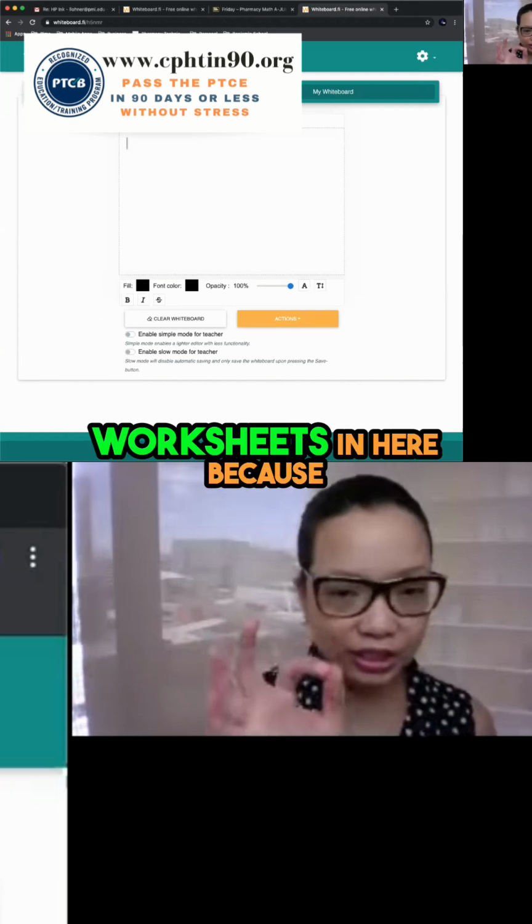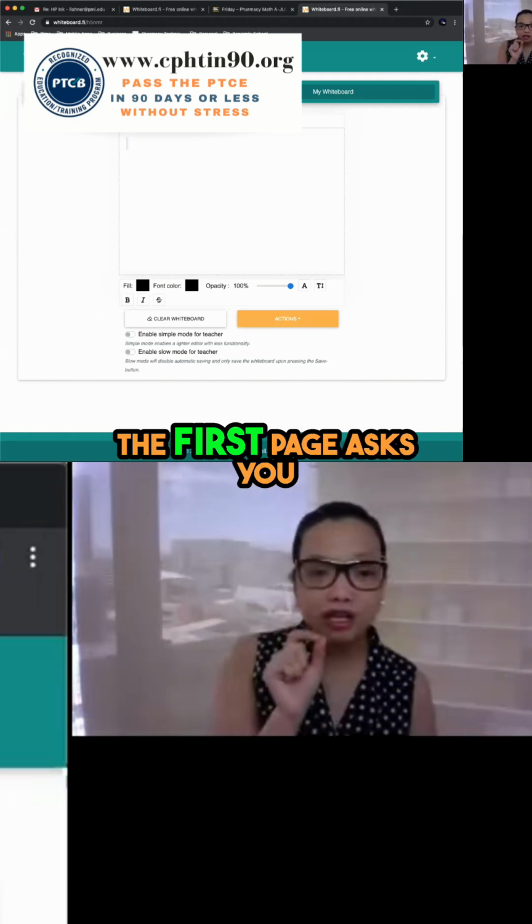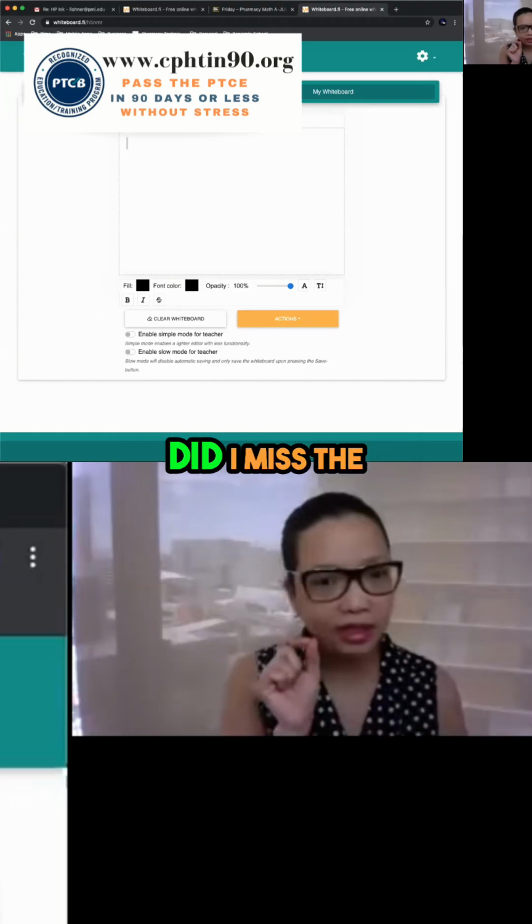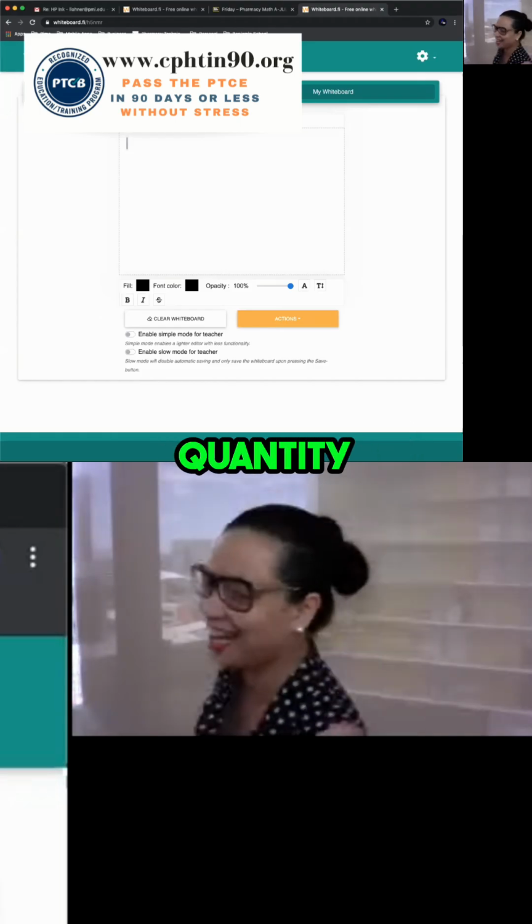There's 3 worksheets in here because the first page asks you to calculate. Oh, did I miss the second page of the quantity?